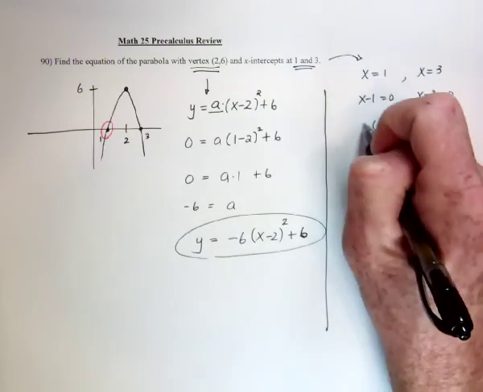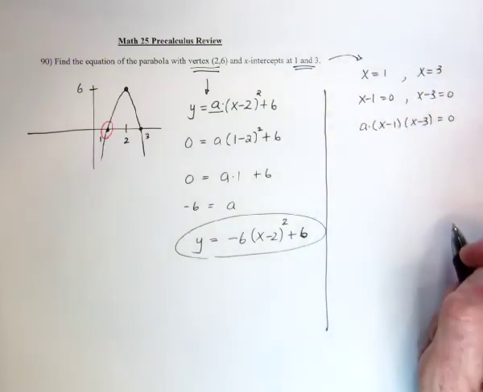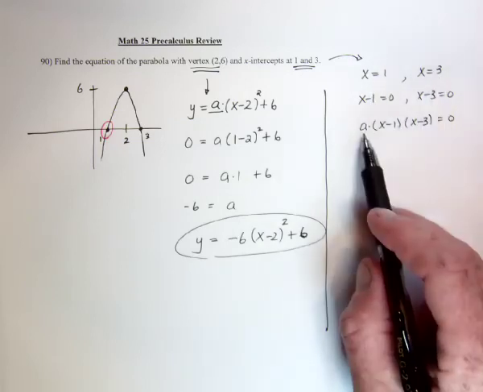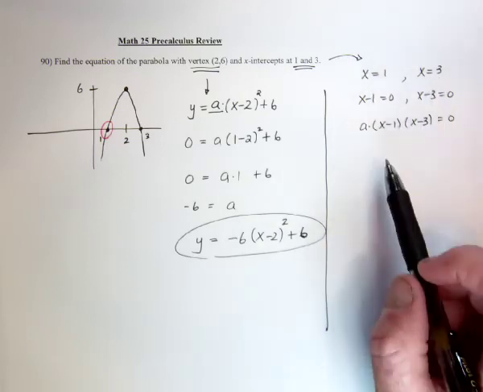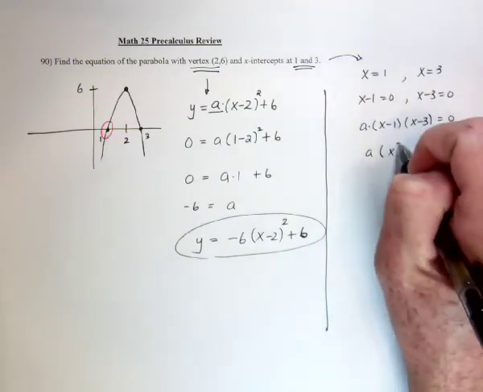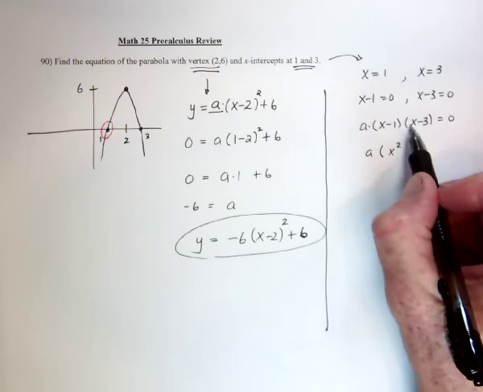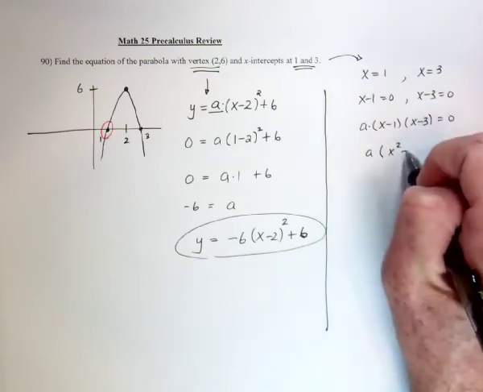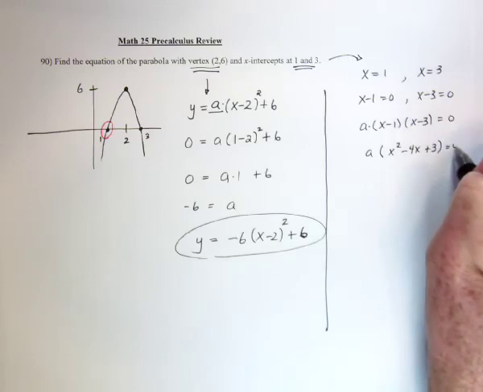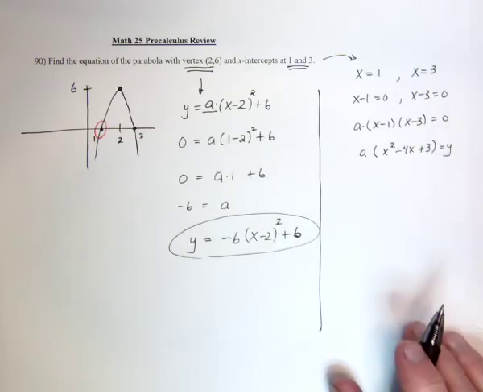But when the person factored it, they could have had some number a sitting right here in front, which gave them no new solution for x, but is just the number a. So then you would multiply this out: a, and then x squared. The middle term would be a negative x and a negative 3x, which is negative 4x, plus 3. And then that would be the parabola.